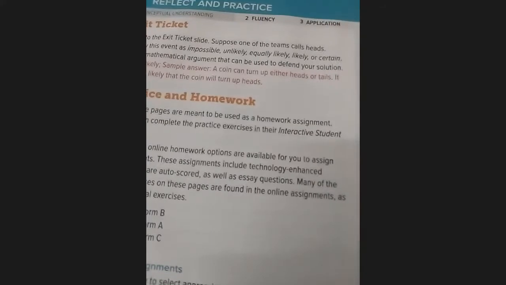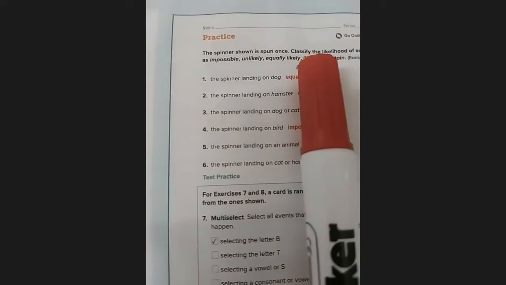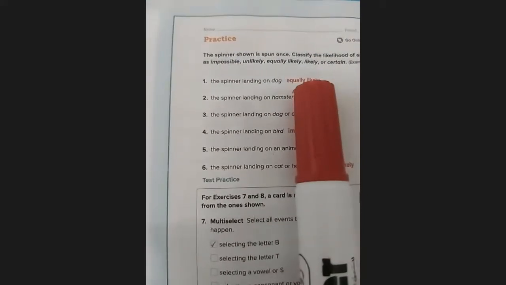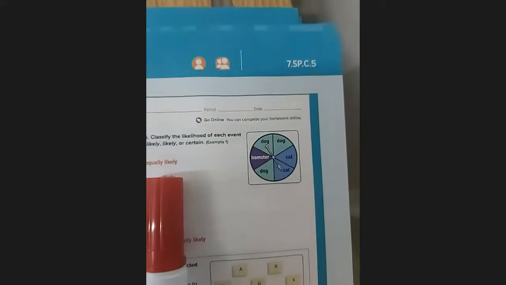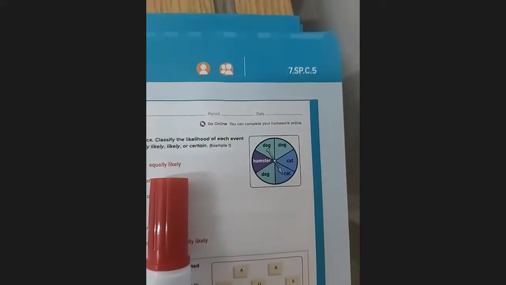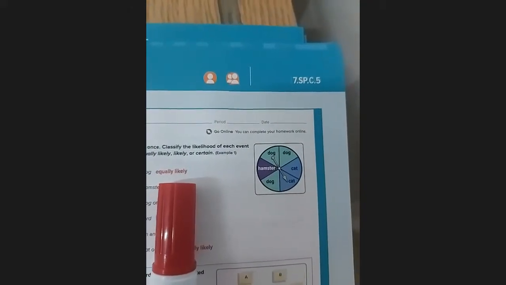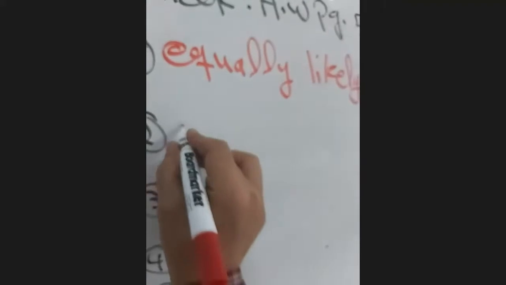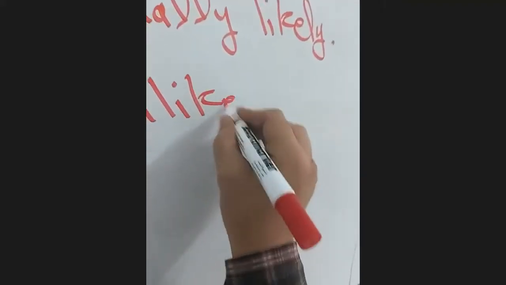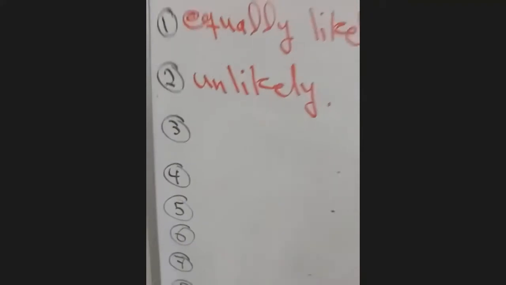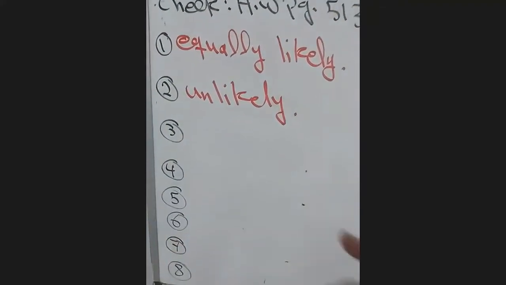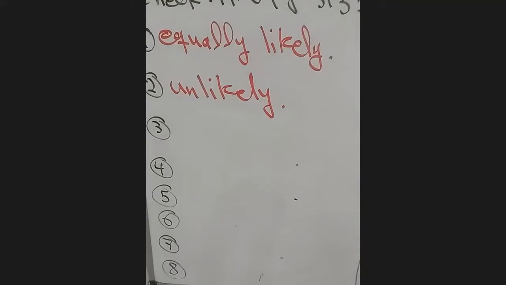Question 2, Walid. Read it. The spinner landing on hamster. Unlikely. It has a small chance to happen and a big chance to not happen, right? Because we have only one hamster, so it is unlikely. So question 1, guys, equally likely. Question 2, unlikely.